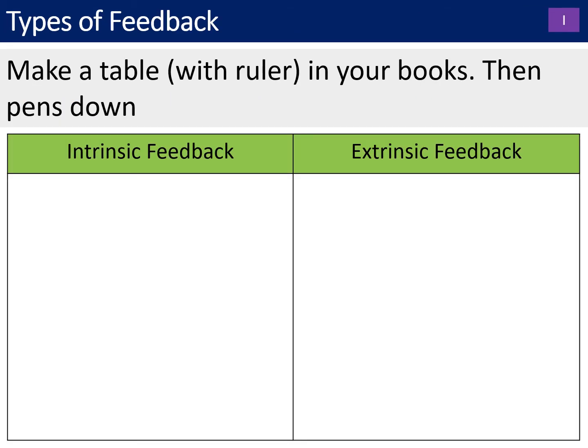What would be very useful now at this stage, if you're watching this on YouTube or you're following it on one of the Microsoft forms that I do for the lessons, it'd be very useful if you made a table with your ruler in your books so you can just jot down the key points about intrinsic feedback and extrinsic feedback. These are the first 2 types of feedback that we're going to look at today. So if you need to pause the video, just create that table. This will really help you with your revision notes before your exam.